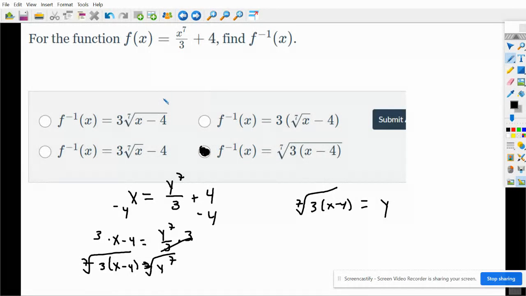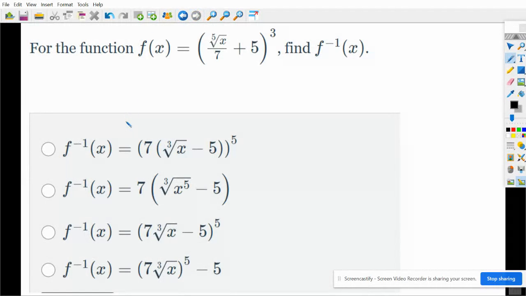Okay, so again, some of these towards the end get a little bit tricky. I picked a couple of harder problems just to kind of show you how to do them. So this one, again, if you wanted to rewrite this, y equals the 5th root of x over 7 plus 5, all raised to the 3rd power. So I'm going to switch my x and my y.